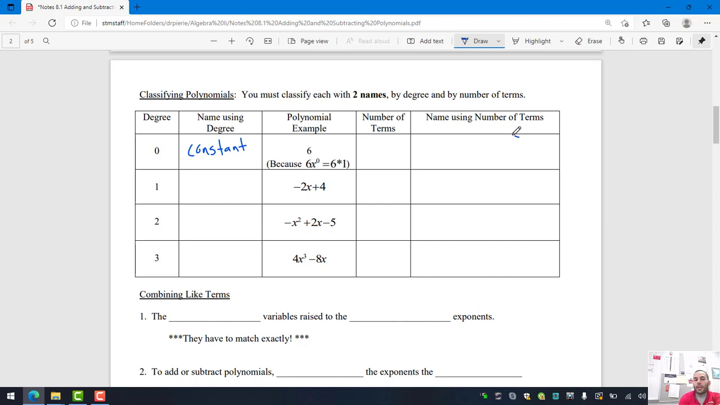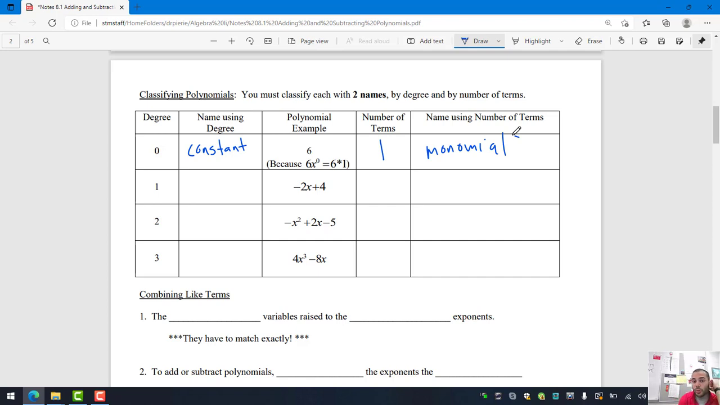But if it's just the number 6, there's only one term there. The number of terms is 1. And anytime you're dealing with an expression that is only one term, we call it a monomial. How do you remember that? Mono means 1.